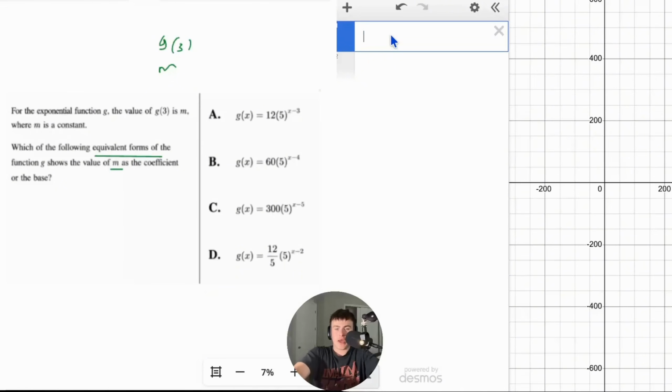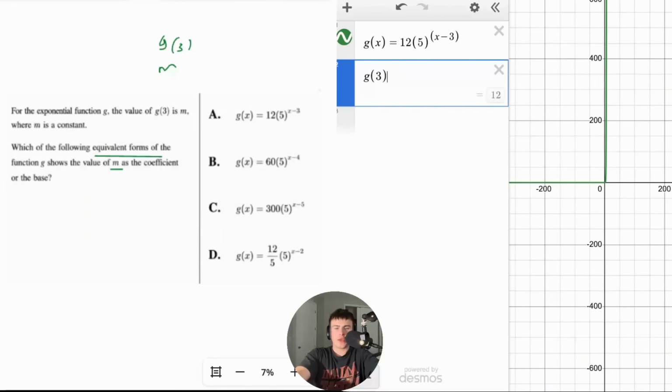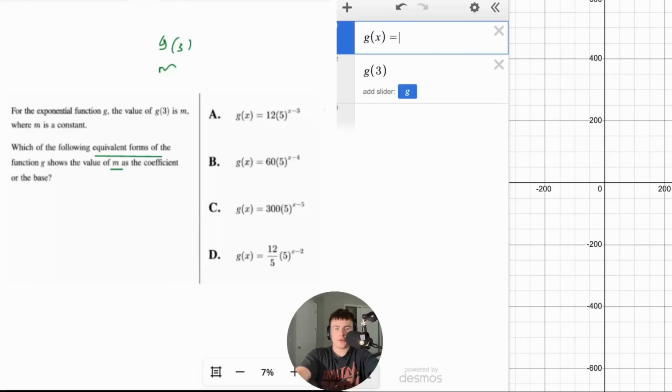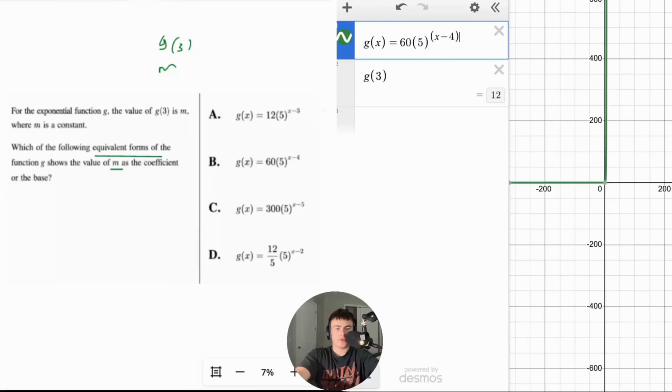That's it. So A, g of x equals 12 times 5 to the x minus 3. And then g of 3 is just 12. And by the way, just keep in mind, it does not matter which function you pick. Let me pick B just to show you, just to make sure you know I'm not lying to you, right? x minus 4, you still get 12. Why are we getting 12? Well, they're equivalent. So therefore, it doesn't matter what function you pick. You're still going to get the same thing, 12, right? So it doesn't matter which function you pick. g of 3 is 12, which means m is 12.